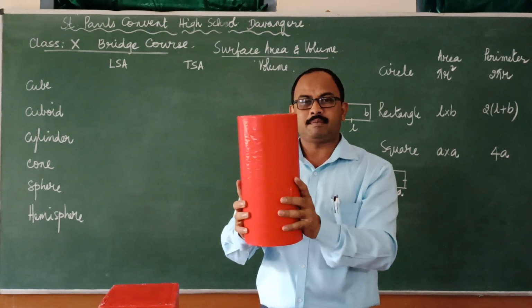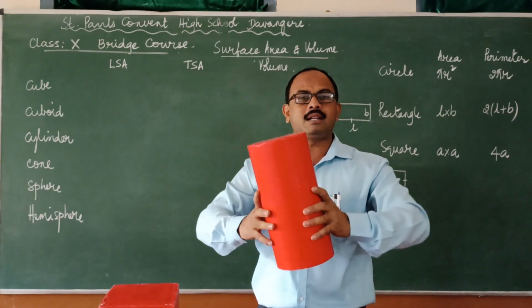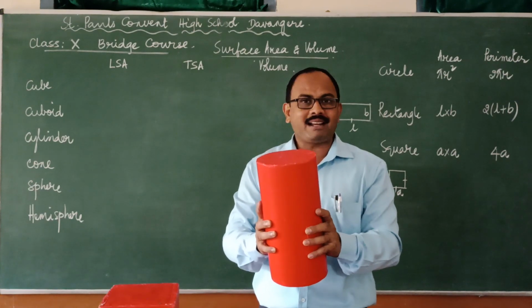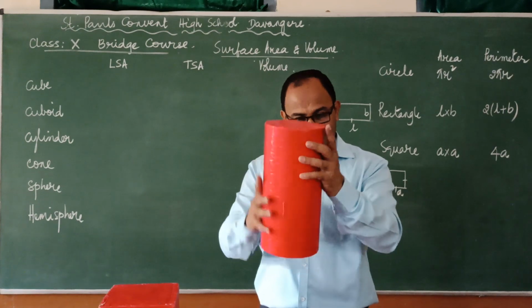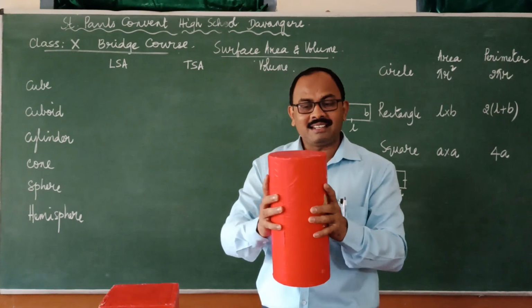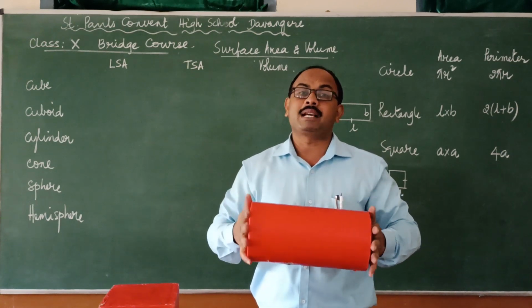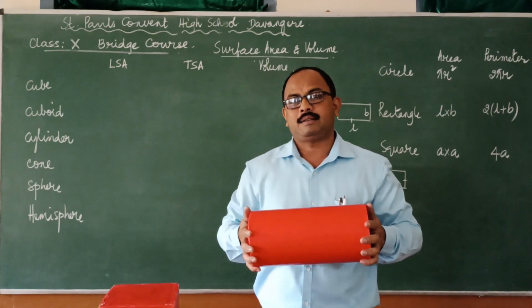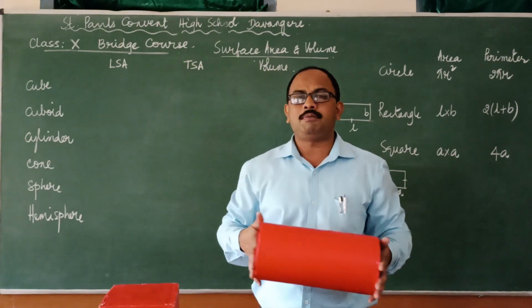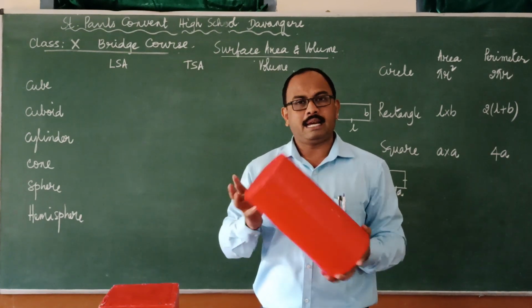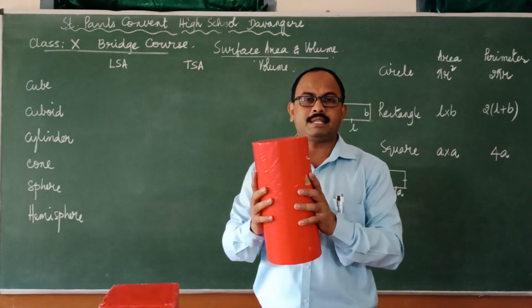Curved surface area. Suppose this article is to be presented to somebody, then it will be packed completely. Curved surface area plus this surface plus this surface will become the total surface area. For each of these three-dimensional shapes, we have the base and the lateral or curved surface area.